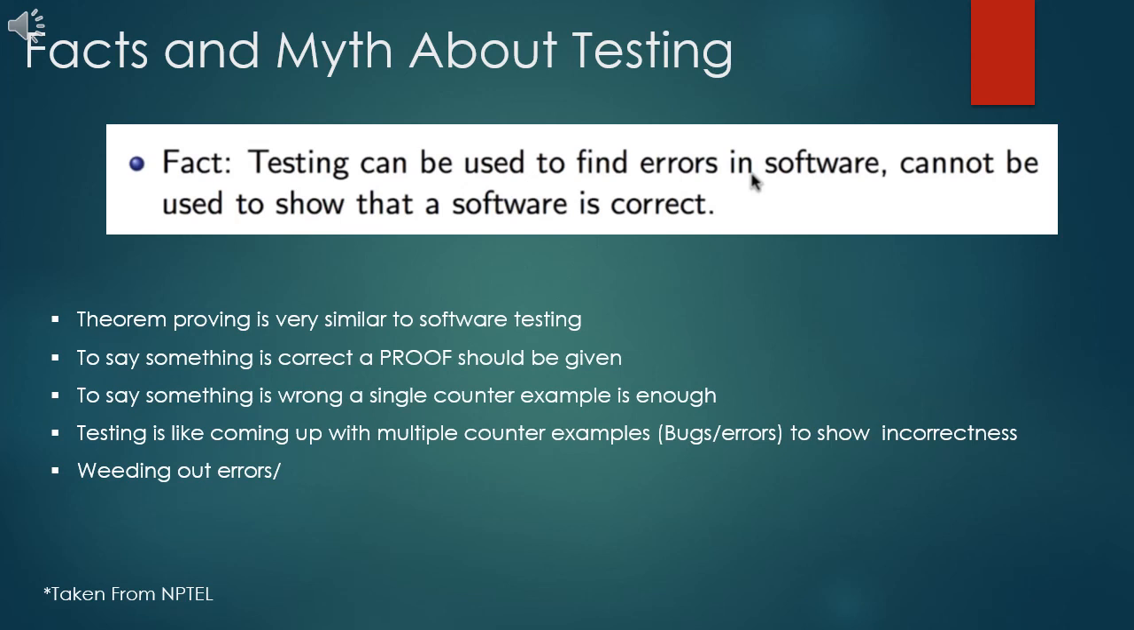Thus, the implication here is, however many errors you find and correct, there is no assurance that the software is correct. You have not proved anything. You have just removed or weeded out the possible errors which you have come up with. There might be one hideous bug or error hiding which you may never find during testing, but it may turn up at a much later point of time. So to conclude, testing is essentially used to find errors in software. Testing alone cannot be used to show that a software is correct. I hope I am clear with this point.